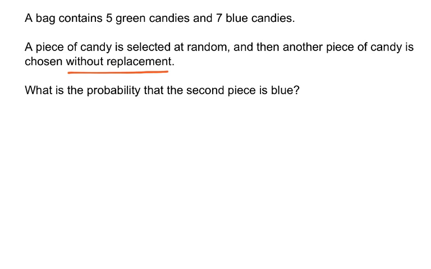Now you may be thinking, well, how am I supposed to know the probability that the second piece is blue? Doesn't that kind of depend on what happens with the first one? And you're exactly right. Problems that are more involved like this are when we're going to take advantage of a tree diagram. What a tree diagram is going to do for us is show us all the possibilities and keep them organized. Here on the first draw, I can either get a green or a blue.